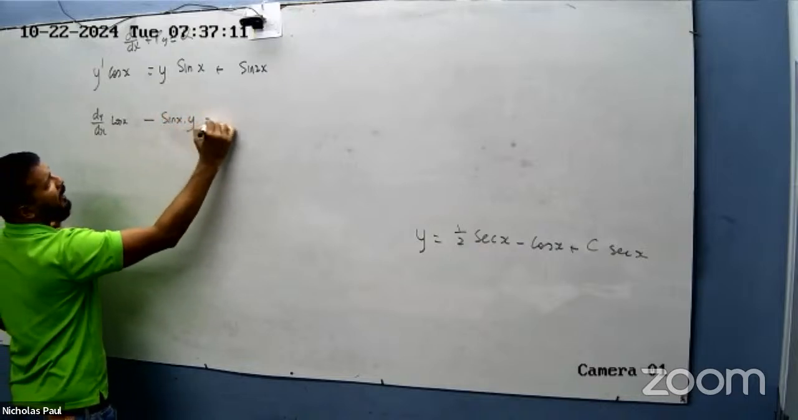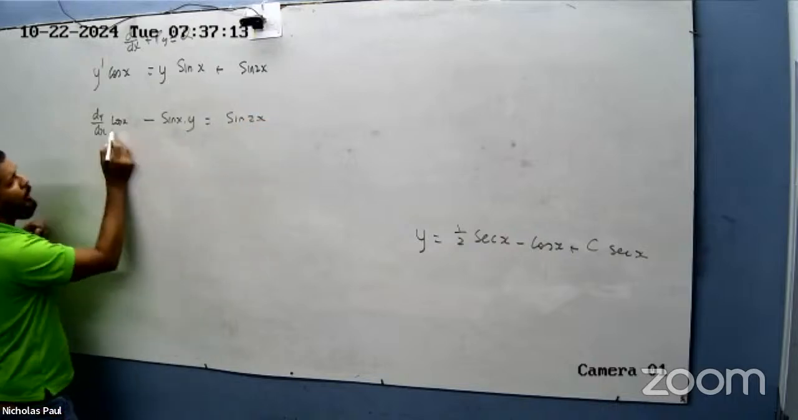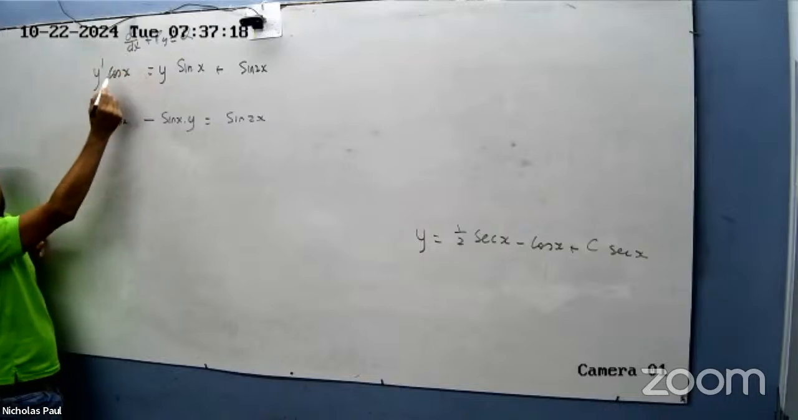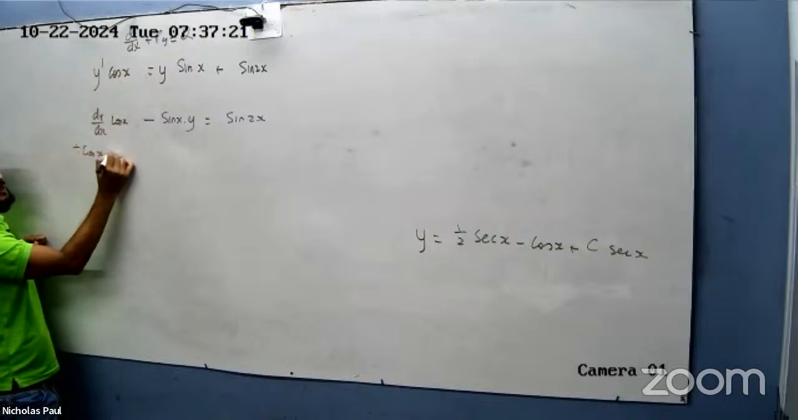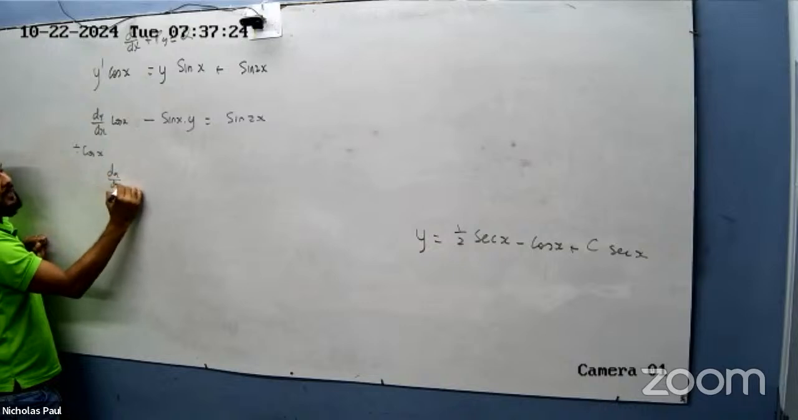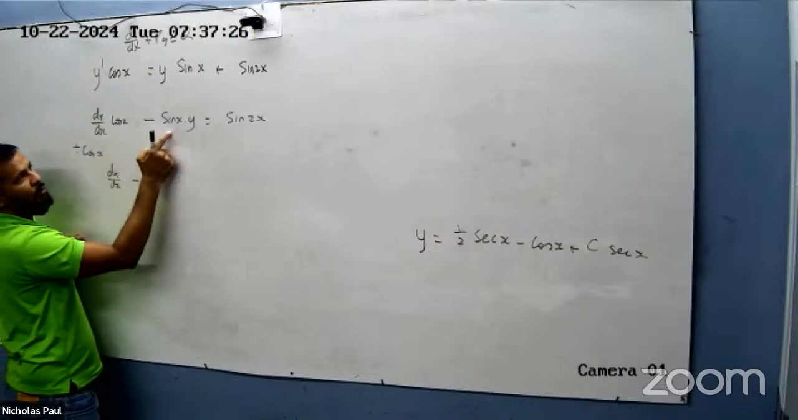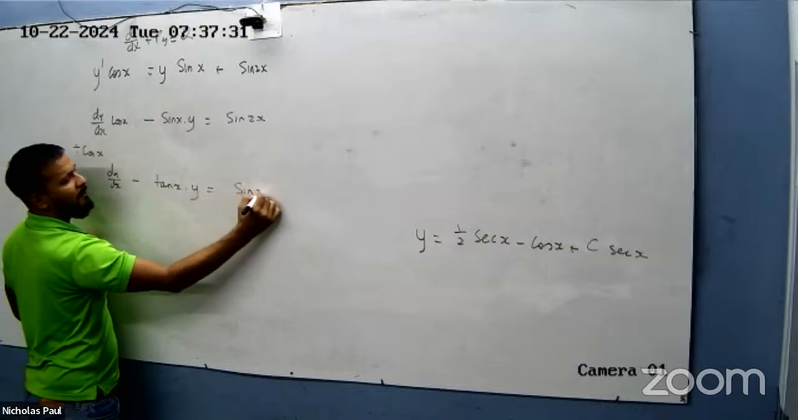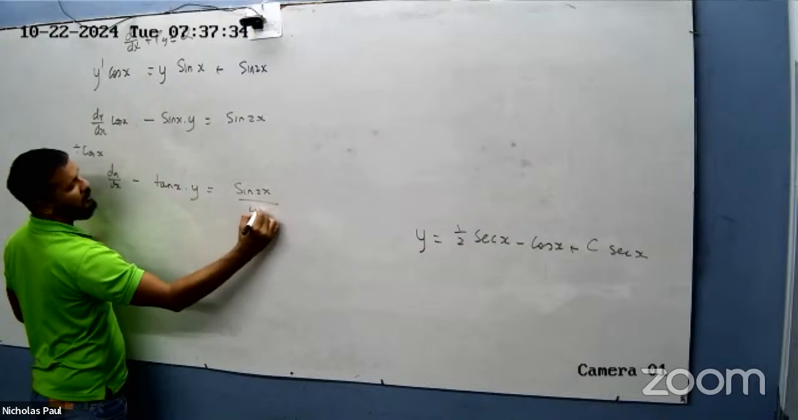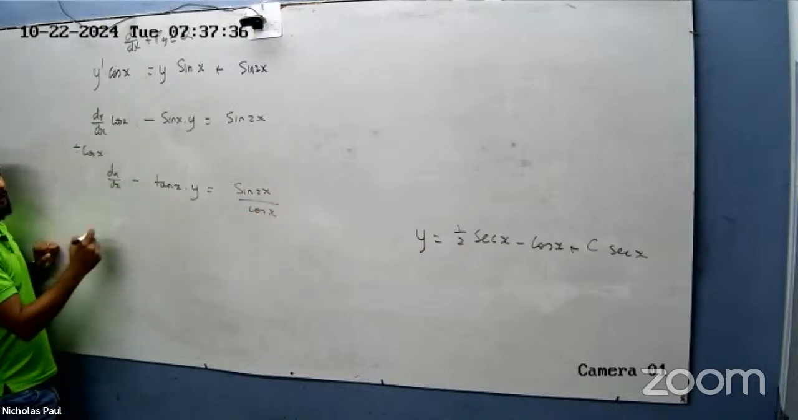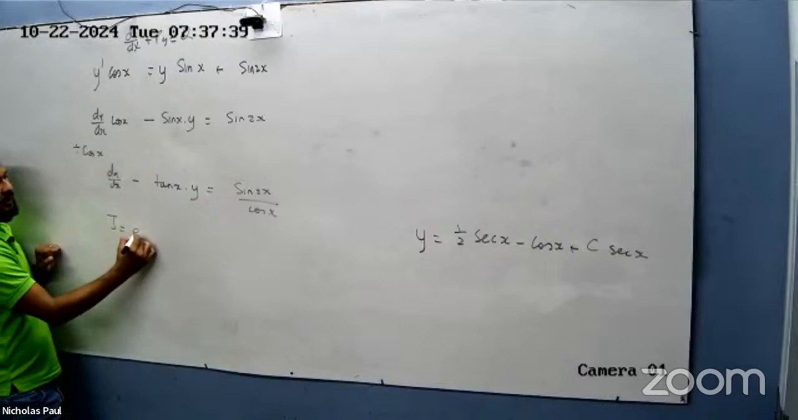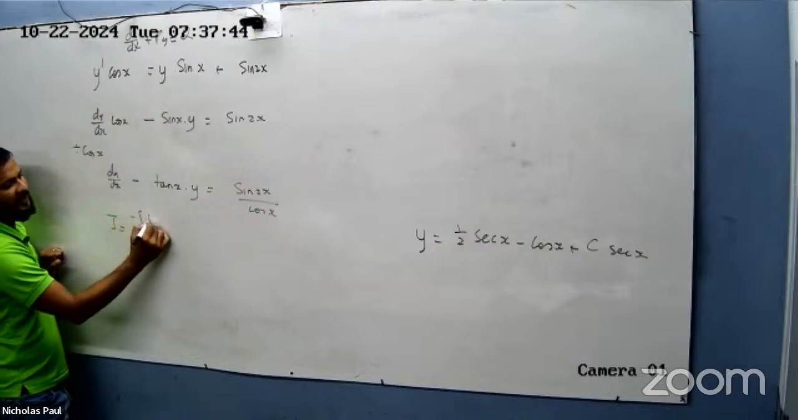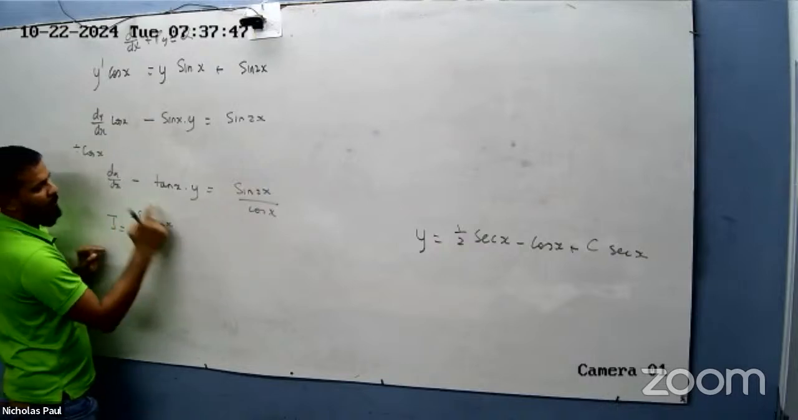Minus sine x by y is sine 2x. What do I do with the plus? Right, because I want to get 1, right? So I divide everything by cos x. So I'll get dy dx minus cos over sine tan is equal to sine 2x over cos x. Right? What's the integrating factor here, Shavish? Minus tan x, right? Right, because of the minus sign.